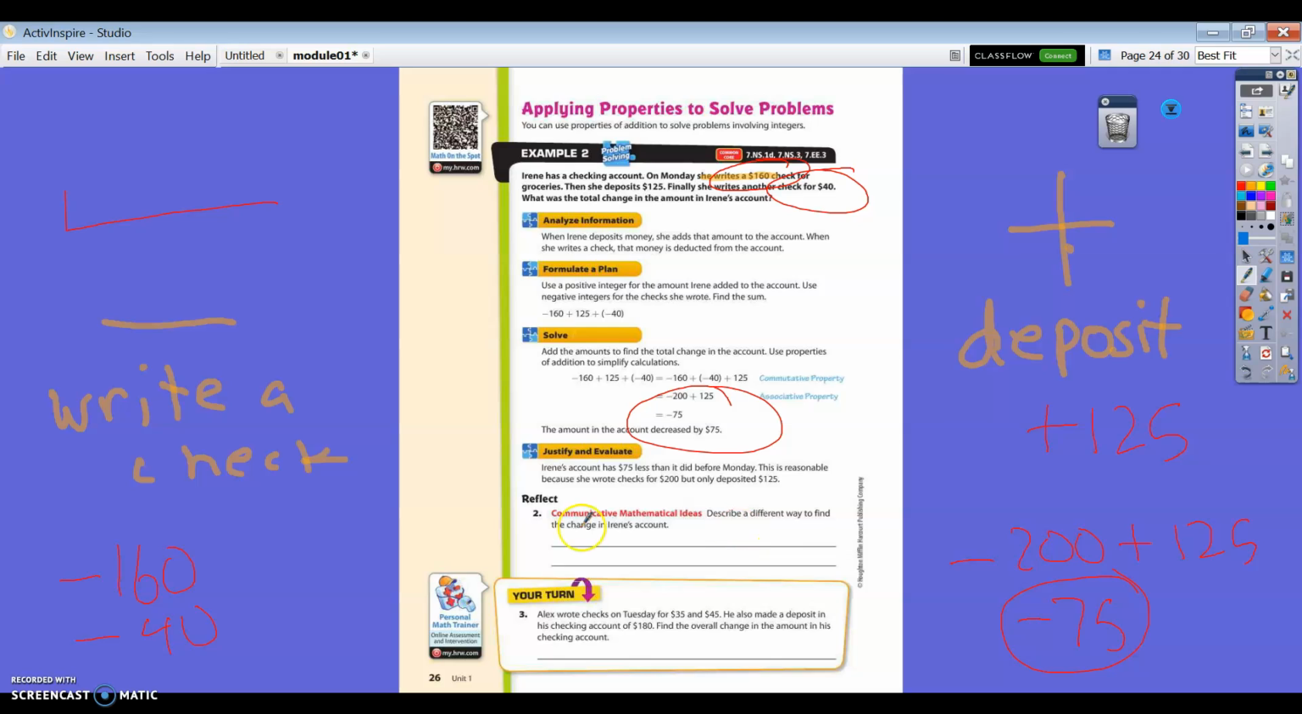Describe a different way to find the change in Irene's account. You could write the numbers differently. You could go 125 minus 160 minus 40.